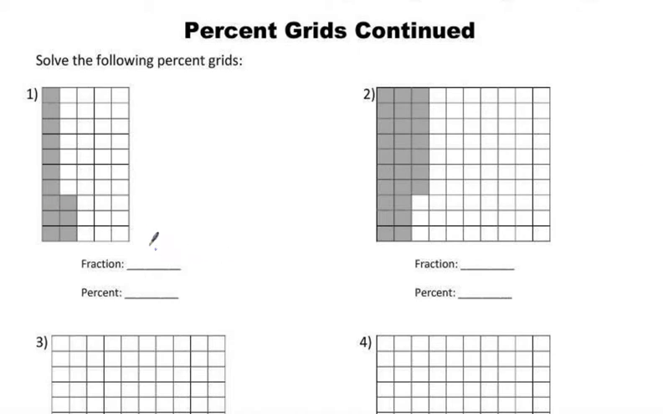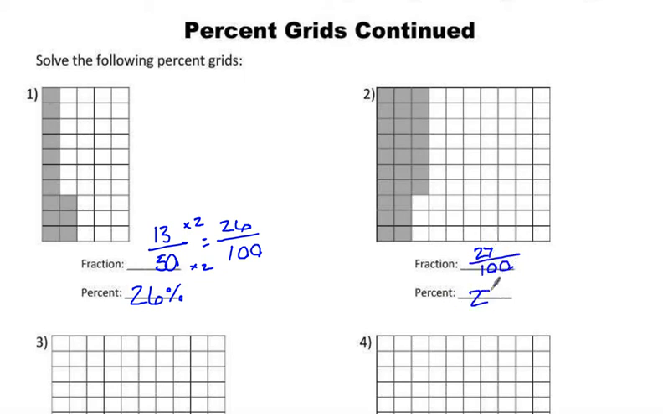So my first one, I have 13 pieces over 50 total. That's the fraction. If I want to make the percent, I have to make a denominator of 100. 50 times 2 is 100, so 13 times 2 would be 26. So that gives me 26% is shaded. The next one, I have 27 shaded pieces out of 100, which gives me 27%.